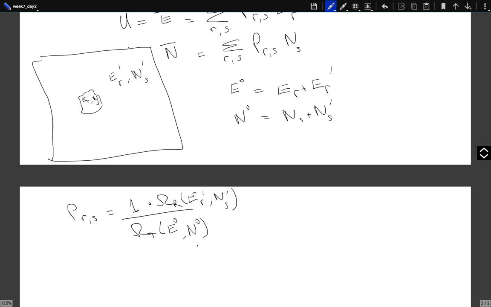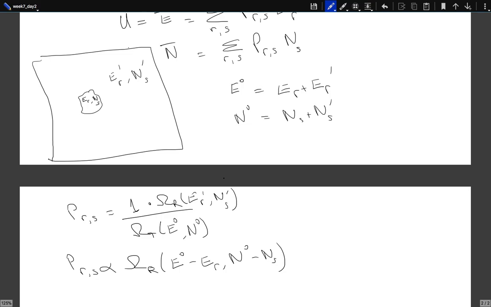Well, the denominator is just a normalization constant, so this probability up to normalization is basically the number of microstates that my reservoir can be having energy E0 minus ER and N0 minus NS. Because the total number is fixed, total energy is fixed, ER and NS are the energy and the number of particles in the system that I'm interested in. What remains is the total energy and the number of particles of the reservoir.